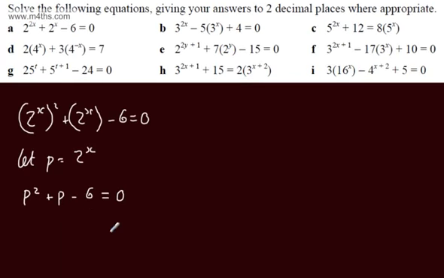That's a quadratic equation in the form ap squared plus bp plus c is equal to 0. That factors as p plus 3, p minus 2 is equal to 0. So we can see that p would be equal to minus 3 or p would be equal to 2. We must now write back that p is equal to 2 to the x.